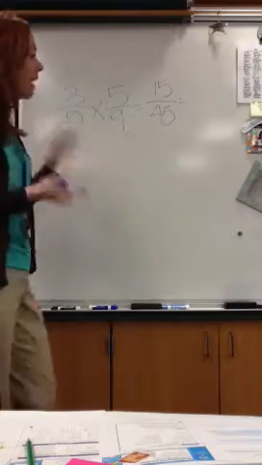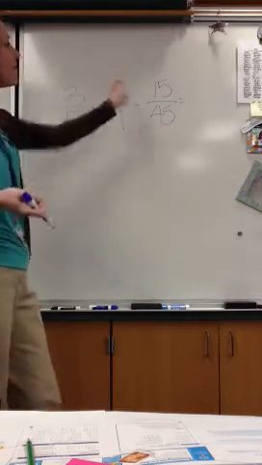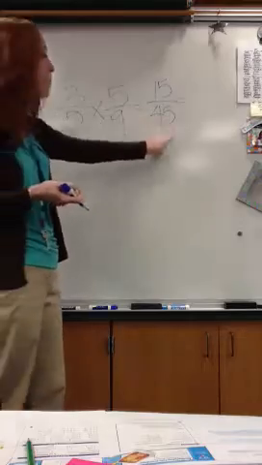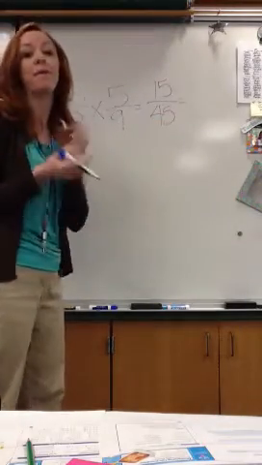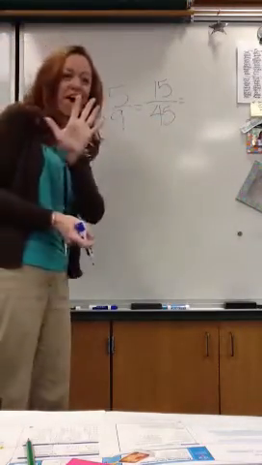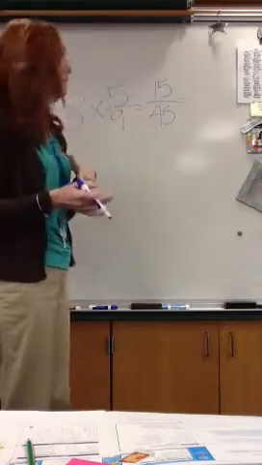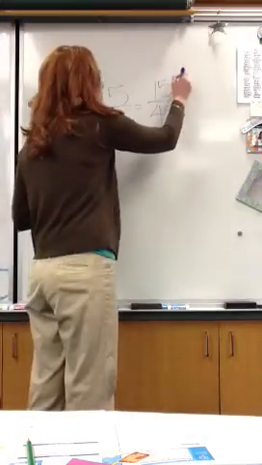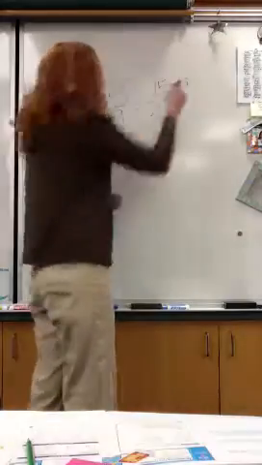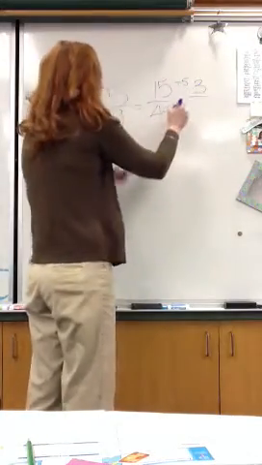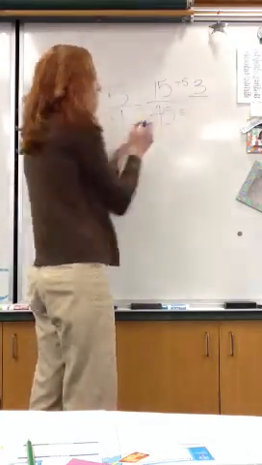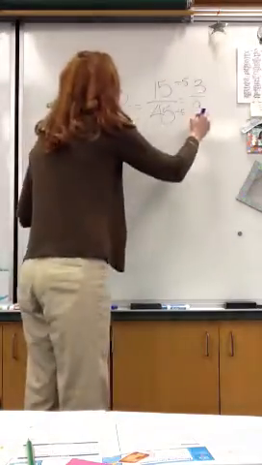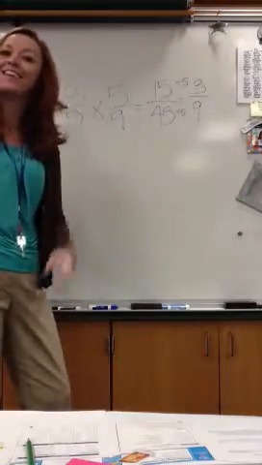Now, I can look at those numbers and I can see that 15 and 45 both end with a 5. That means they're both divisible by 5. So I'm going to go that route. I'm going to do 15 divided by 5. That gives me 3. Then I'm going to do 45 divided by 5, and that gives me 9. Well, I'm not done yet.